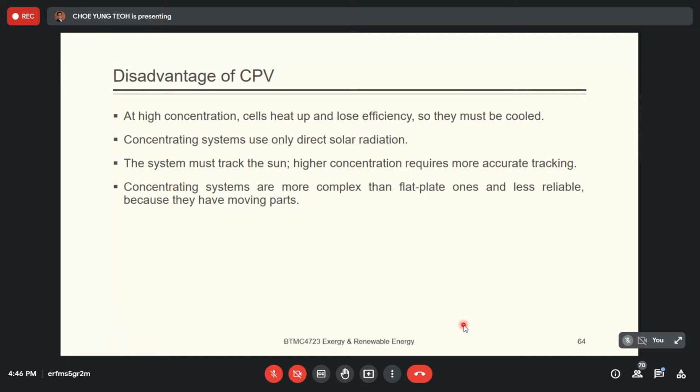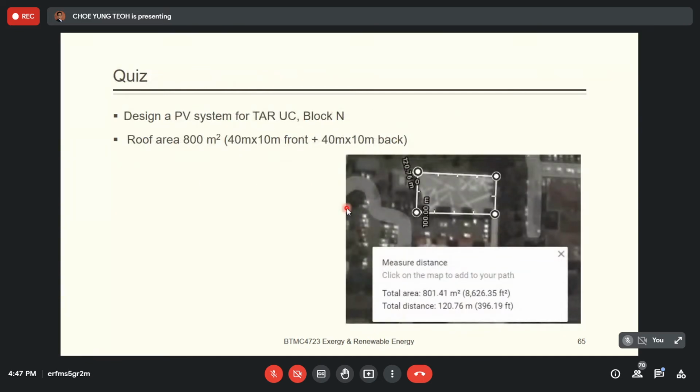Concentrating systems use only direct solar radiation, because you look for the location of the sun, it's tracking. So you are not able to track the sun on a cloudy day. The system must track the sun, and higher concentration requires more accurate tracking. Concentrating systems are more complex than flat plate ones and less reliable because you have moving parts. So until now it's still not widely used. Any question before we start to answer this example?